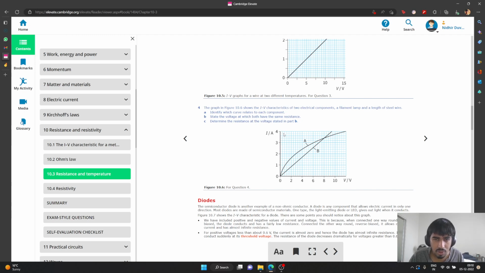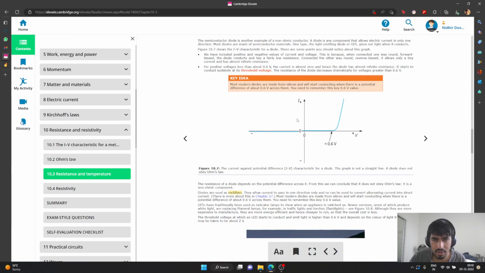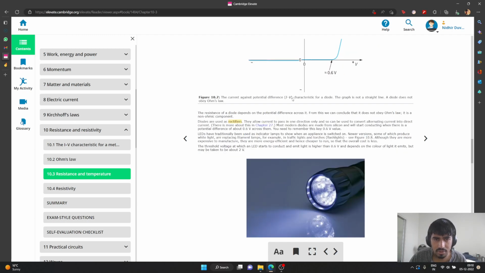So another point to note here is the inverse of gradient is the resistance. So gradient gives you I by V at this point, which is the slope of the line, but you want to find 1 by the gradient to find the resistance. Okay, then here they talk about the diodes. One thing that we say is that diodes are used as rectifiers. So we'll see how that is in the next chapter, hopefully.